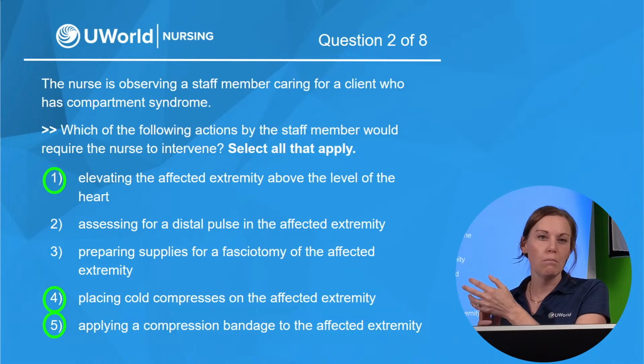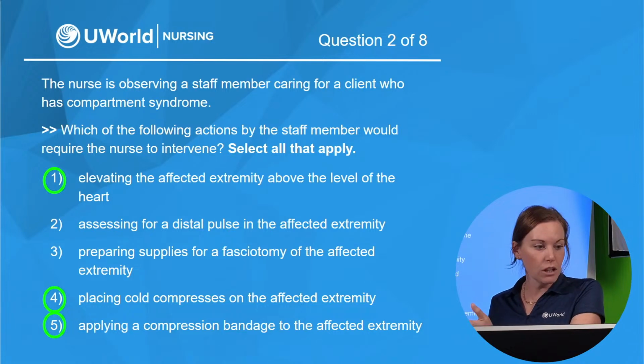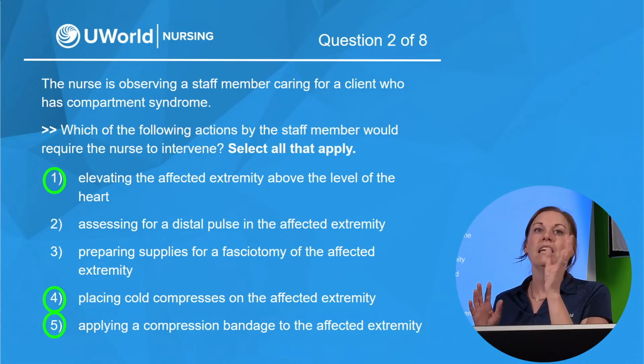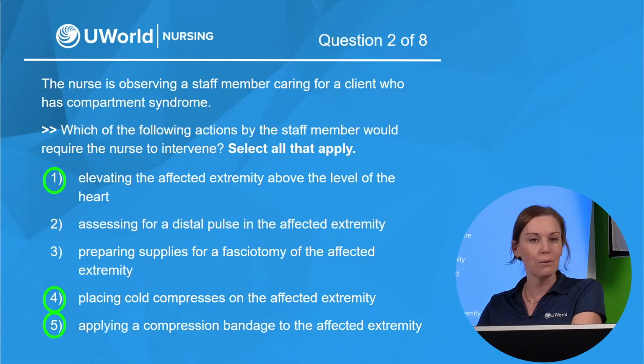And then option 3, preparing supplies for fasciotomy. Again, this is one of the interventions that's appropriate for compartment syndrome. So good job, and good job catching, intervene, and knowing what to look for. I saw a bunch of people answer 1, 4, and 5. So well done, well done.